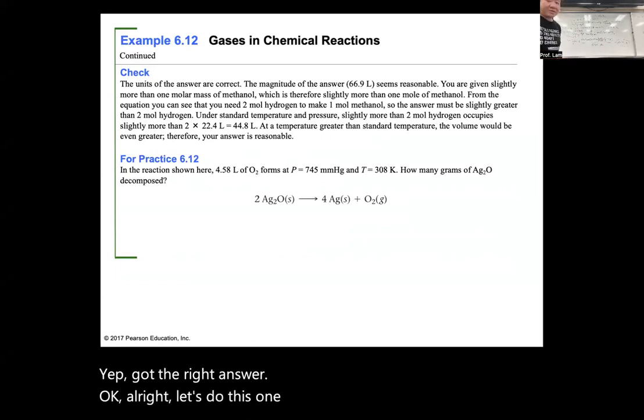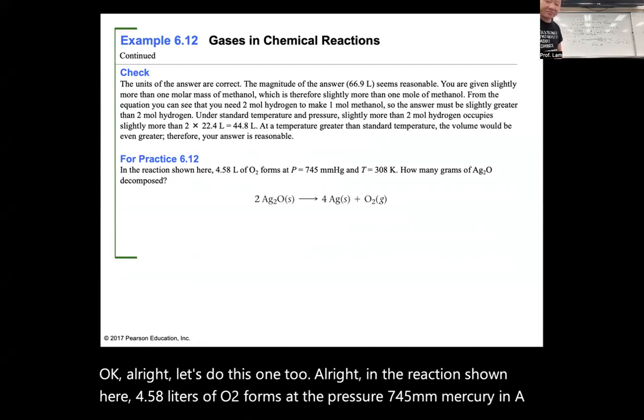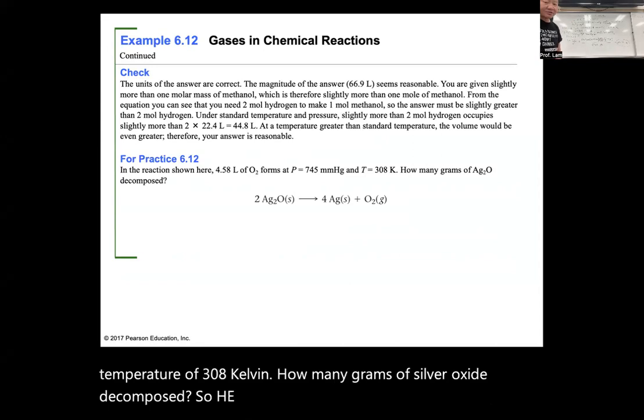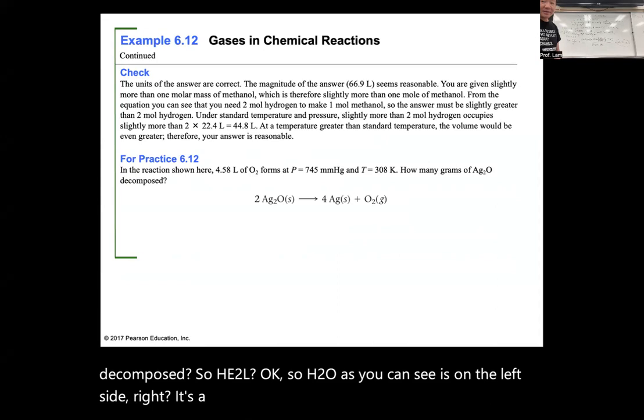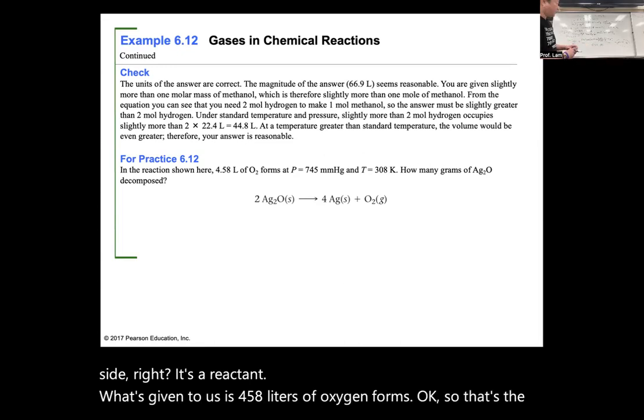In the reaction shown here, 4.58 liters of O2 forms at the pressure 745 millimeter mercury and a temperature of 308 Kelvin. How many grams of silver oxide decomposed? Ag2O, as you can see, is on the left side, right? It's a reactant. And what's given to us is 4.58 liters of oxygen forms. So that's the product. Let me write this down.